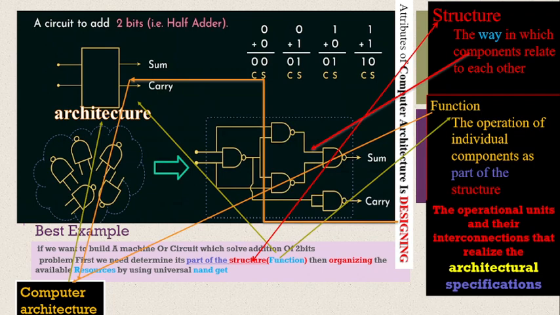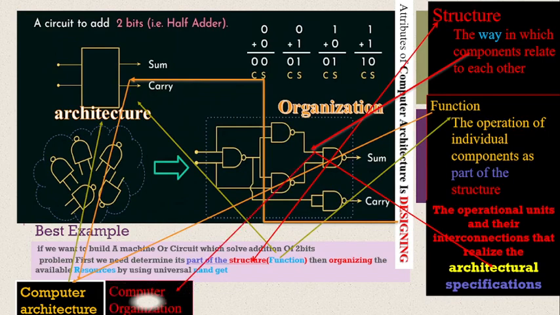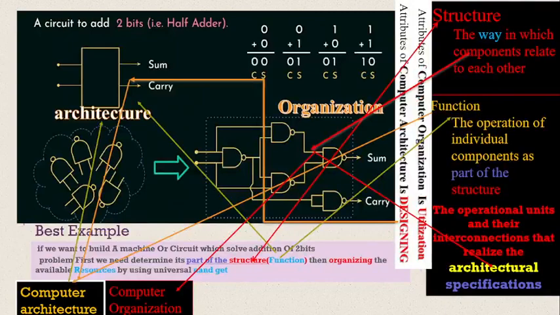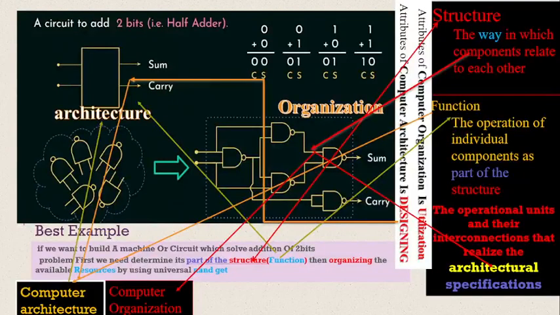So when we say operation, the operational units and their interconnection that realize the architectural specification. Now we specify this architecture. You see, this is this one. This is what? Architectural specification, which means in detail. So this is what? Organization. We organized it. So this is the best example of what? Computer organization. So the attribute of computer organization is what? Utilization, as I told you previously. So you have to know this in detail. You will see it in detail also.